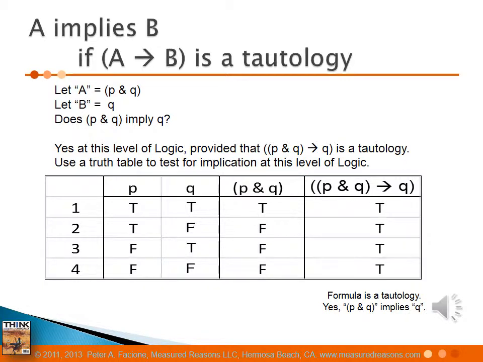To test whether one formula A implies another formula B, we form the conditional of those two formulas. If A, then B. We then build a truth table for that conditional. If it turns out to be a tautology, which is true on every row of its table, then yes, at this level of logic, A implies B.